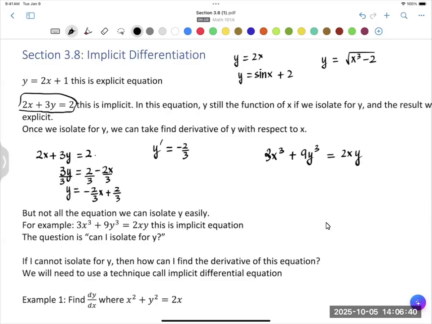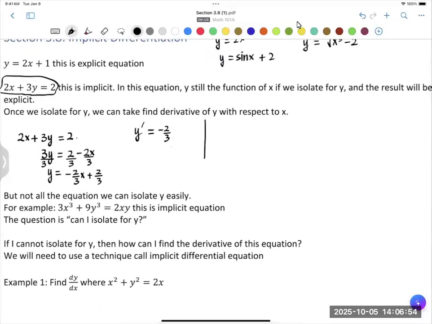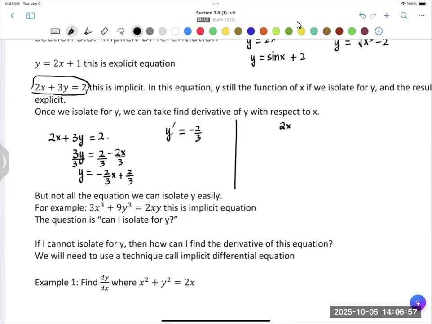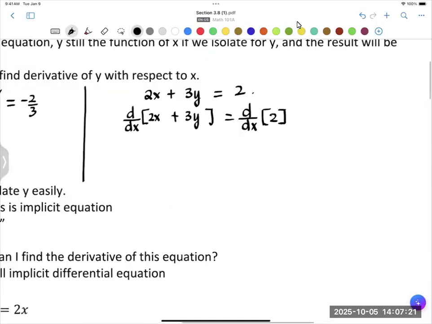Let's take a look back at this problem and try to take the derivative implicitly. How do I take the derivative implicitly? First of all, I will look through the equation. To find the derivative implicitly, I have to take the derivative on both sides. So let's take a derivative on both sides. Now let's consider the derivative of each individual term.